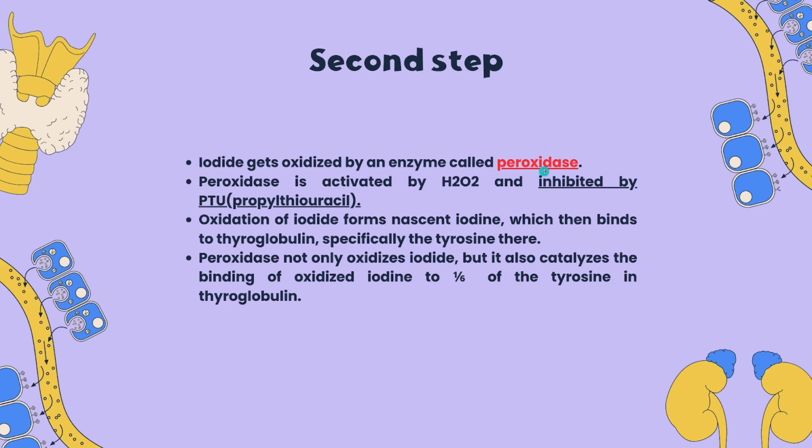Second step, we talked about this enzyme, peroxidase. It is inhibited by propylthiouracil and two other things that I'm going to mention later. It oxidizes iodide into nascent iodine, and this binds to the tyrosine residues in the thyroglobulin. Peroxidase doesn't only oxidize iodine, it also catalyzes the binding of oxidized iodine, which is organification or iodination, to 1/6 of the tyrosine in the thyroglobulin. So not all of the tyrosine gets bound to iodine, but 1/6.